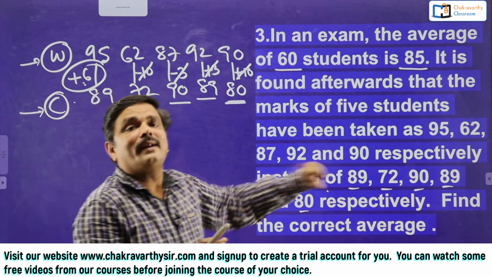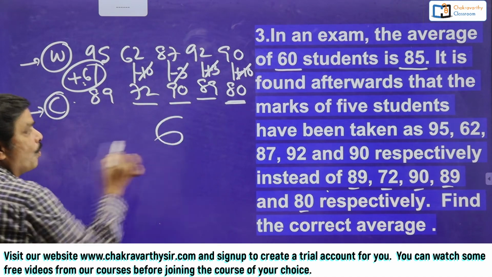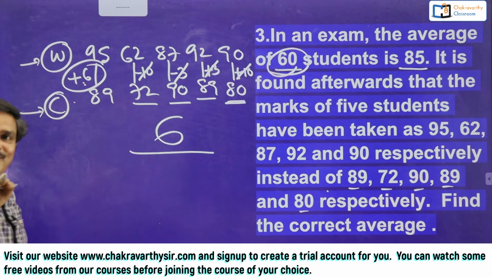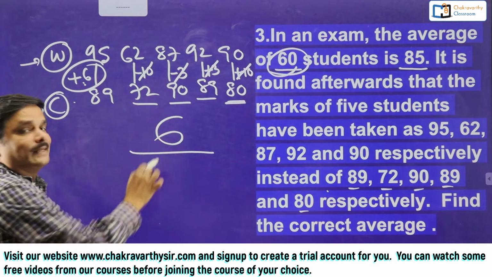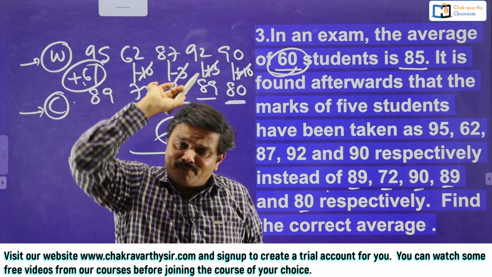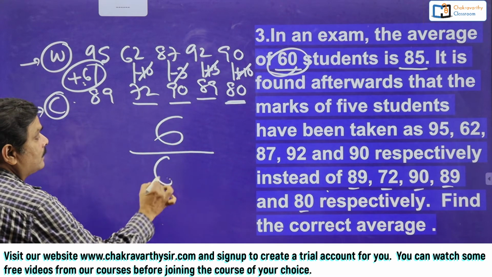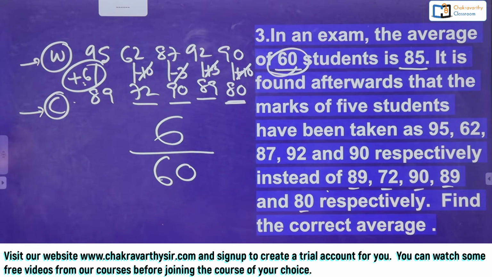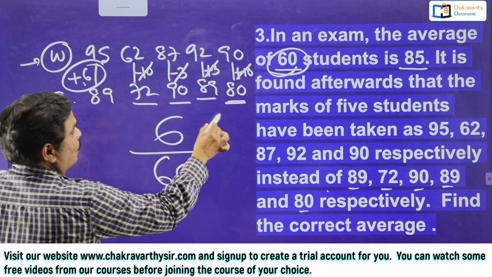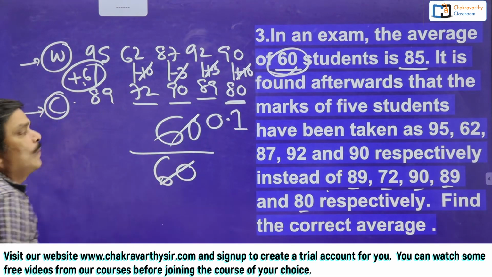So now what is the correct average? Correct average means they have taken 6 marks more on how many students? 60 students. Yes or no? So these 6 must be distributed over all the 60 students. I have given this type of many techniques in our averages classes. So that is 60 students. So you just divide this 6 by the 60, you will get 0.1.